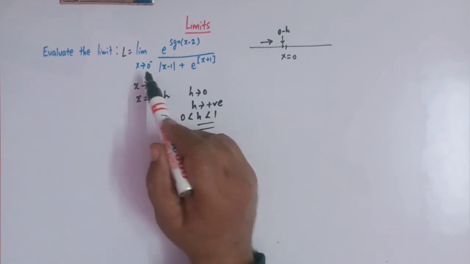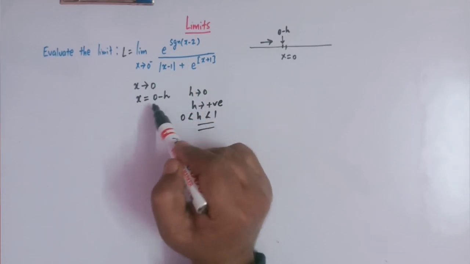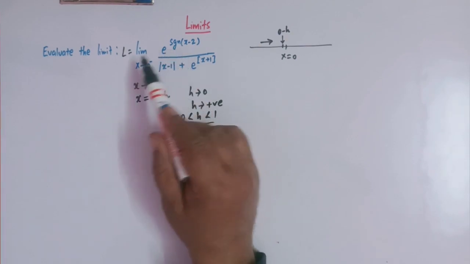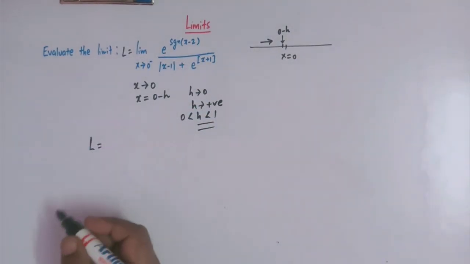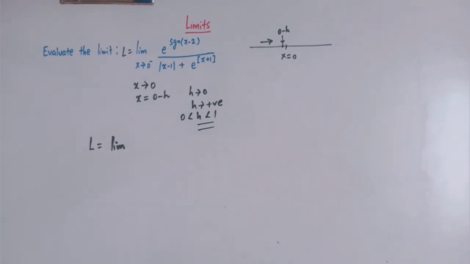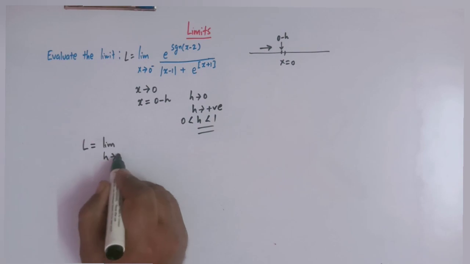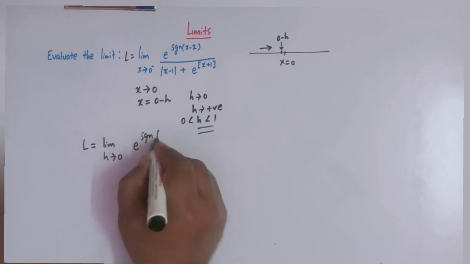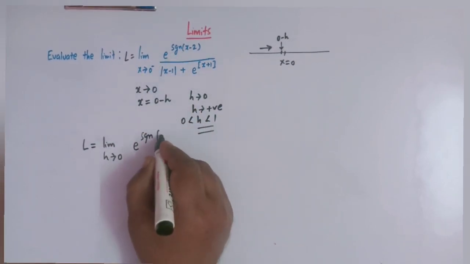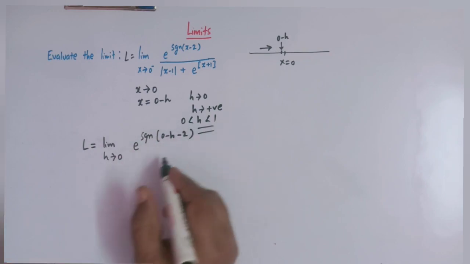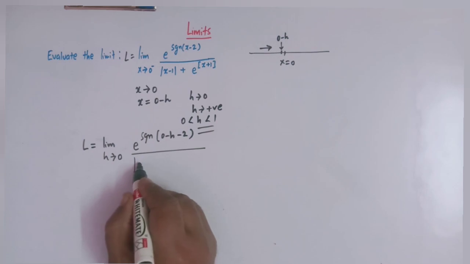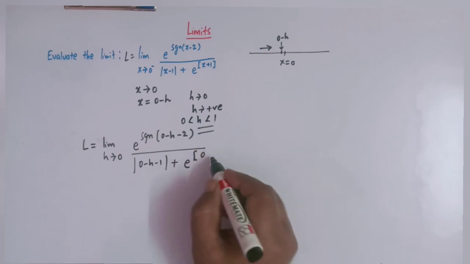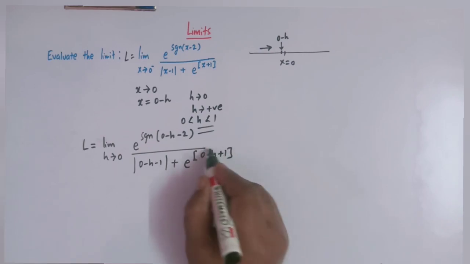So we'll now express this limit in terms of h by taking x equal to 0 minus h. Now we can write the limit L as limit h tends to 0 of e raised to signum of 0 minus h minus 2, divided by mod of 0 minus h minus 1, plus e raised to greatest integer of 0 minus h plus 1.